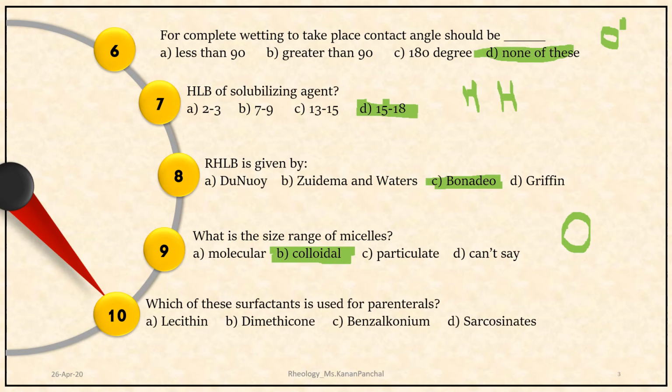Which of the surfactants is used for parenteral? The correct answer is lecithin here. For this, you need to refer to the table and memorize the surfactants used for parenteral. Benzalkonium and sarcosinates, these two are ionic, and ionic surfactants are irritant in nature, so they cannot be used for parenteral. And dimethicone is a polymeric type of surfactant.